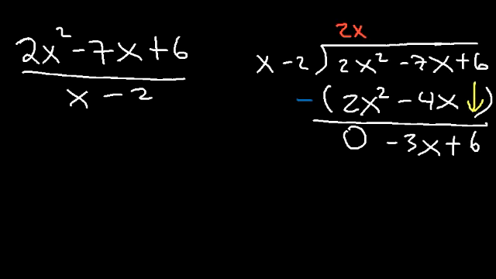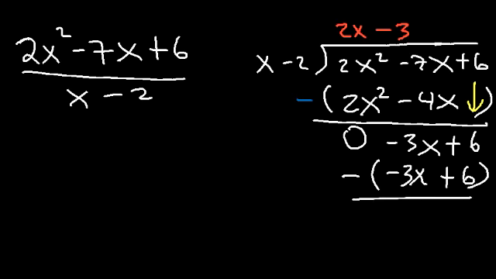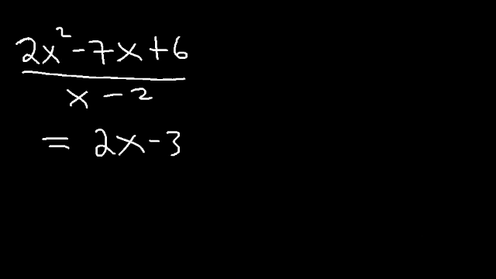So now let's divide. Negative 3x divided by x is negative 3. And now let's multiply. Negative 3 times x is negative 3x. And negative 3 times negative 2 is positive 6. So now let's subtract. Negative 3x minus negative 3x, or negative 3x plus 3x, is 0. 6 minus 6 is 0. So the remainder is 0. Therefore, this is equal to 2x minus 3. So that's how you can divide polynomial expressions using long division. Now let's see if we can get the same answer using synthetic division.